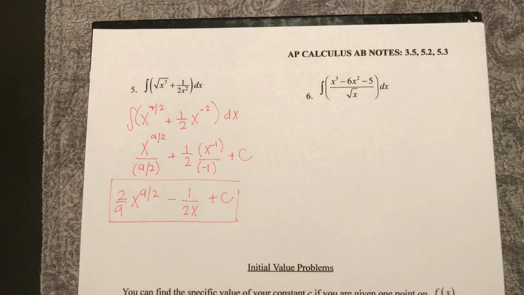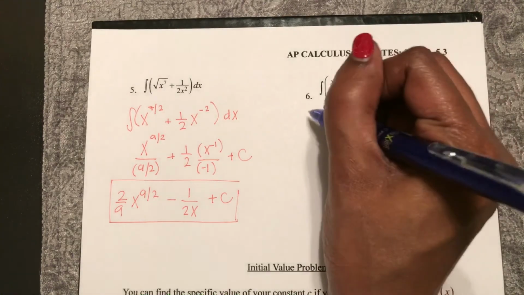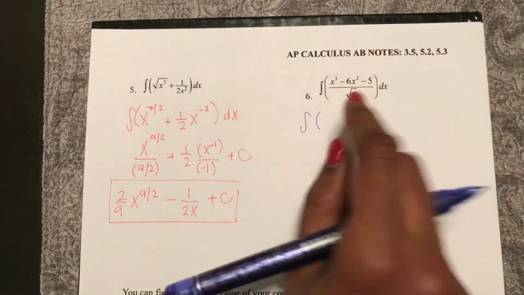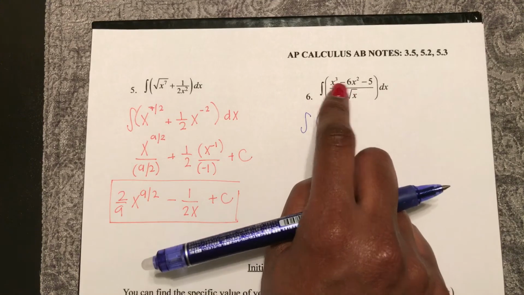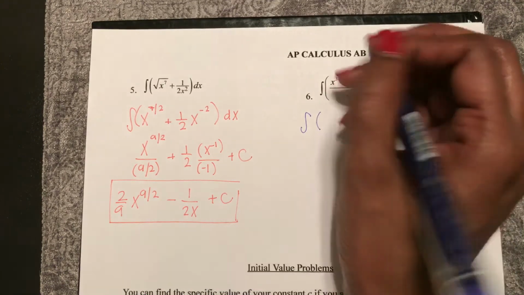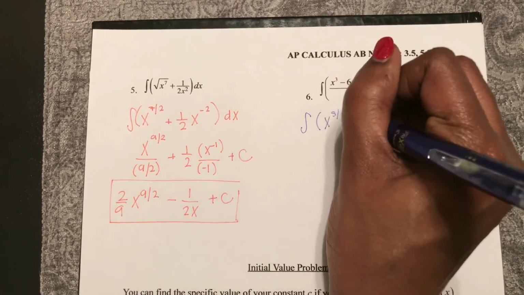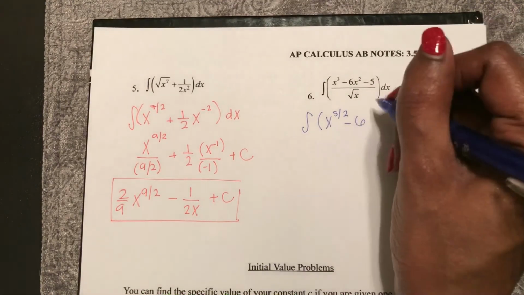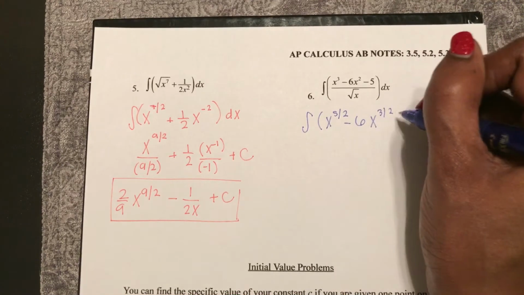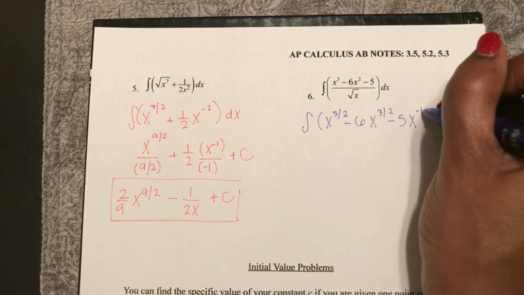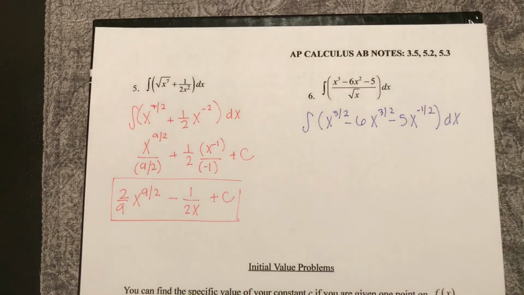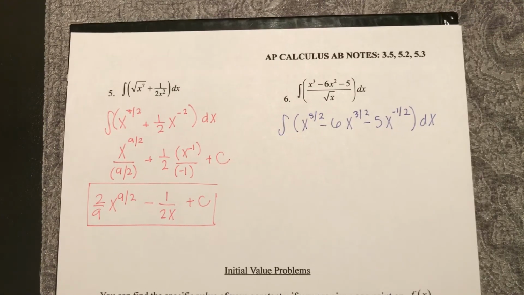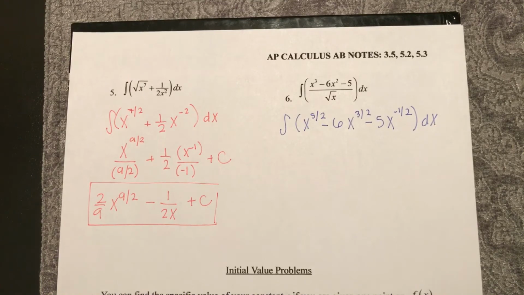And in number 6, I can also rewrite this as x to some power. So this becomes the antiderivative of 6 over 2 minus 1/2, which is x to the 5/2, minus 6, 4 over 2 minus 1 over 2, which is x to the 3 over 2, minus 5x to the negative 1/2 dx. So now I can use power rule on all 3 parts.